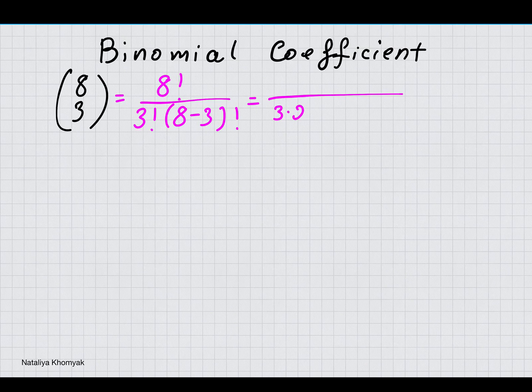So we have 3 times 2 times 1 times 8 minus 3, which will be 5 factorial. Then 8 factorial can be written as 8 times 7 times 6 times 5 factorial. Something divided by itself cancels out. 3 times 2 is 6, and 6 divided by 6 cancels out. And we just have 8 times 7, which amounts to 56.